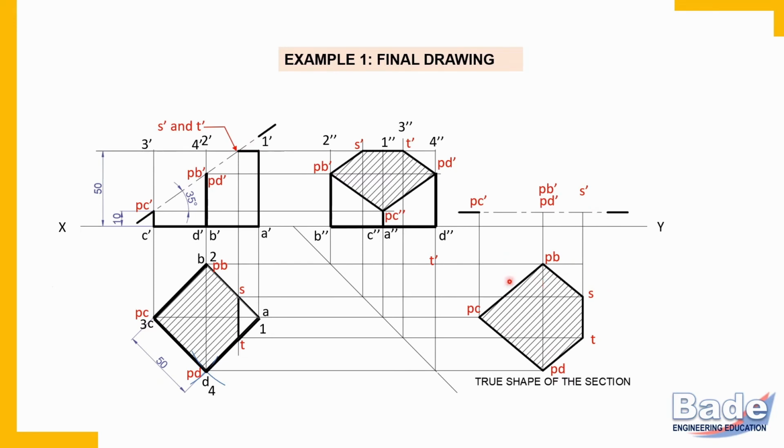Remember, in your final drawing, all information in the problem, that is edge is 50 millimeters long, edge is 50 millimeters long. So base edge is 50, face edge is 50, cutting plane is 35 degrees inclined, it intersects the left side edge 10 millimeter above HP. All given dimensions you must insert in your final drawing.